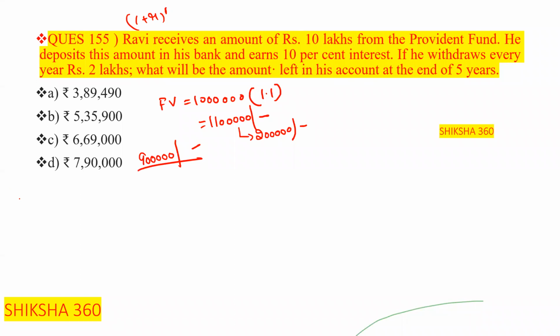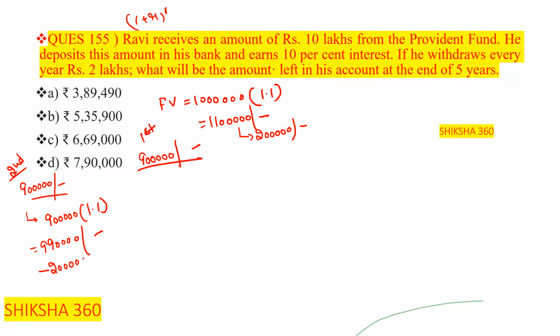Now next, what will Ravi do here? This amount is kept in the bank for 1 year further. So what is the future value of 9 lakh? That is 9 lakh multiplied by 1.1, so he will get 9,90,000 at the end of the year. But he will withdraw a further rupees 2 lakh at the end of the second year. So the amount left in his account is 7,90,000.